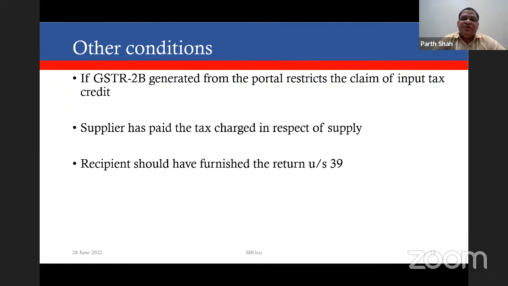Last, the recipient should have furnished the return under section 39(9). Again, this is the last condition under section 16(2). What does this condition say? You should have filed GSTR-3B in time. If you have not filed GSTR-3B, you have not claimed the input tax credit. If you have filed GSTR-3B late, after the prescribed date, which will come in sometime, again your ITC is in challenge. So please note, filing of GSTR-3B is a requirement for claiming the credit. It is a primary requirement. If GSTR-3B is not filed, credit cannot be claimed.